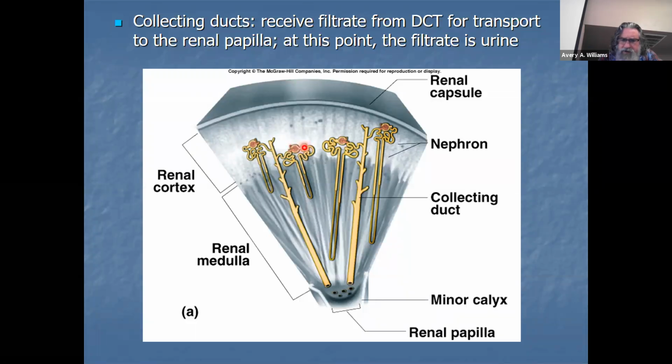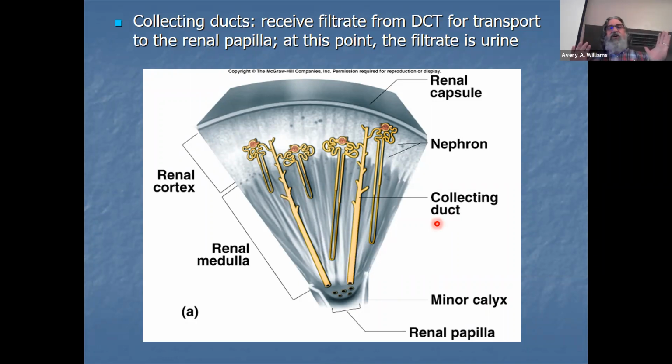The corpuscle, proximal convoluted tubule, loop of Henle, distal convoluted tubule, and look, all the distal convoluted tubules connect to these ducts, which are in the pyramids, which are simply called collecting ducts. Here I tell you, the collecting ducts receive filtrate from the distal convoluted tubule, or DCT, for transport to the renal papilla. Remember, that's the little nipple at the tip. And that's where it's going to drip, drip, drip, come out and be collected by the minor calyx. And so once the filtrate is in the collecting ducts or in the pyramid, it's urine.